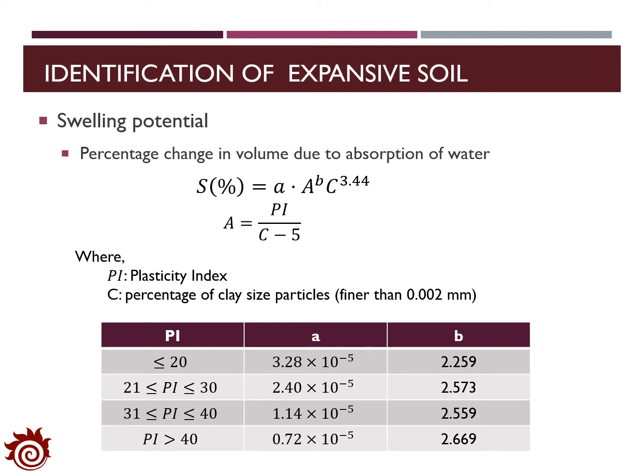Capital A is PI over C minus phi, and for the swelling potential, S is equal to little a times capital A to the power of b times capital C to the power of 3.44. Here, little a and b are the coefficients for this equation. The values of a and b are different at different plasticity indices. The table here shows the values assigned for letters a and b at different PI values.